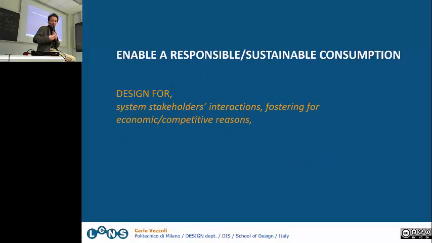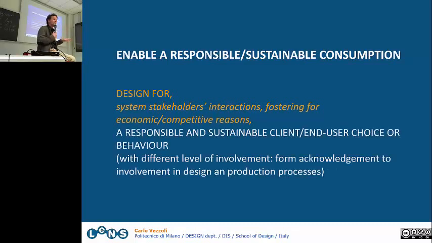Enable responsible and sustainable consumption. This is to design stakeholder interaction fostering, for economic and competitive reasons, responsible and sustainable behavior of the end user or client or, let's say, customer. And this could be with different levels of involvement, and you will see different examples.